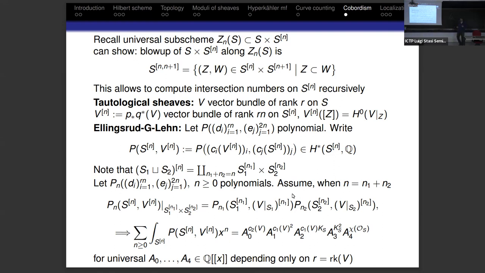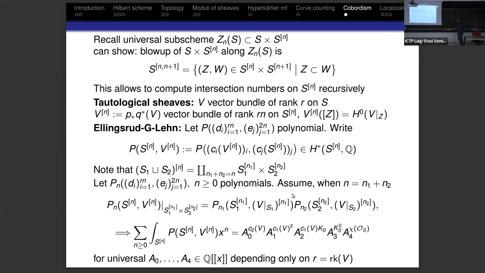Now, we want to have something that behaves nicely with generating functions when we do this. So we note the following. Assume we have two disjoint surfaces, S1 and S2. If you have n points on two disjoint surfaces, what is that? It's n1 points on one surface and n2 on the other, such that n1 plus n2 is equal to n, over all possibilities. And the same is true of the subscheme. So therefore, we get the Hilbert scheme of n points on this disjoint union is this.